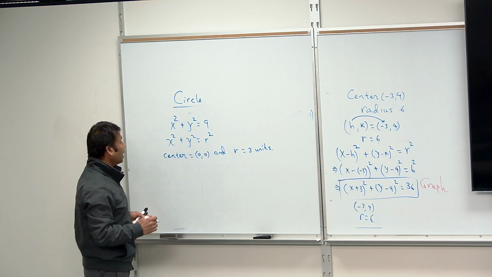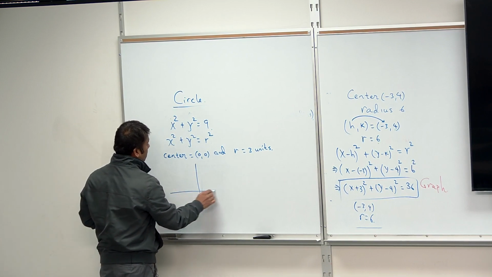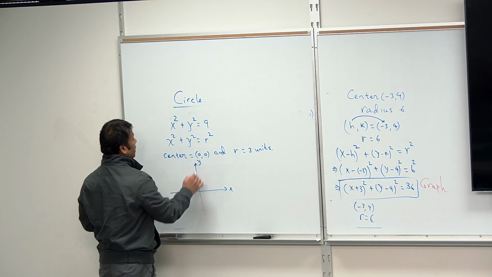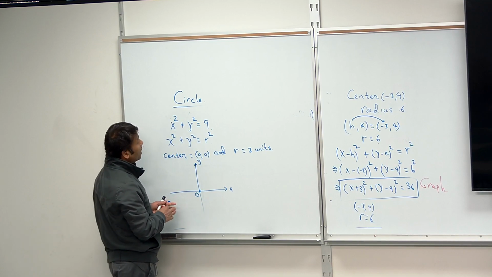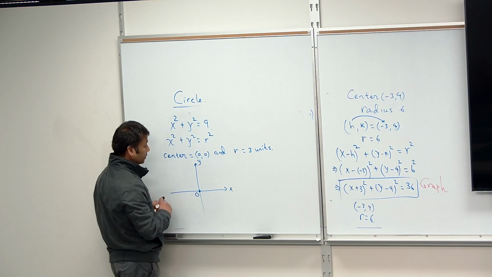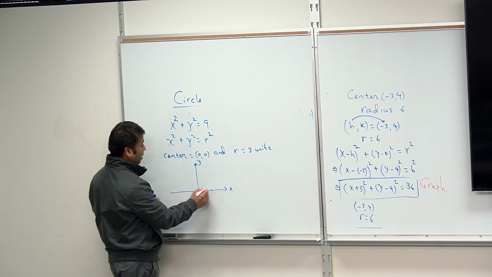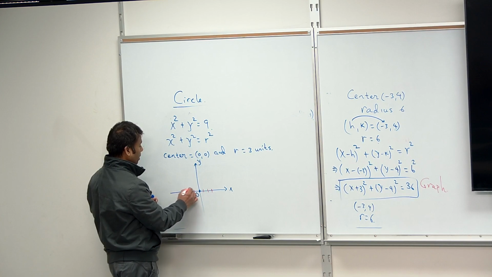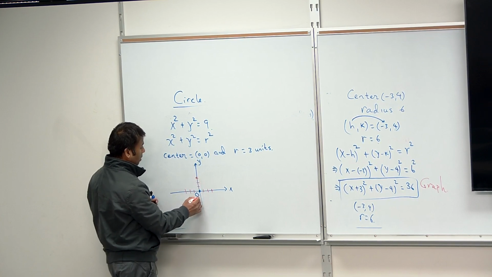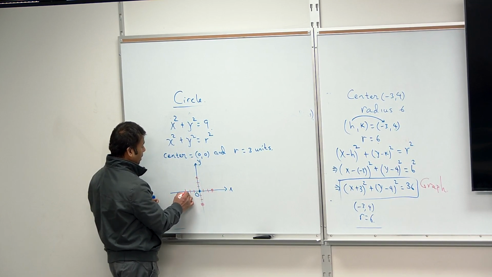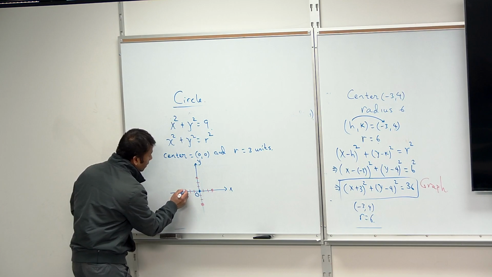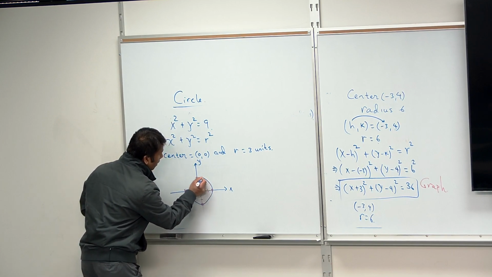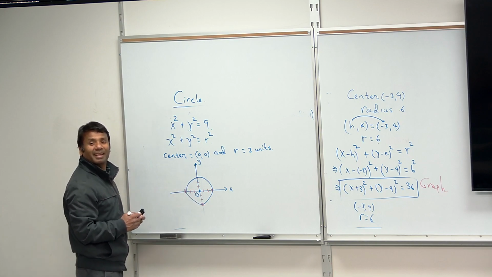Make sense? So now this is your x-axis, this is your y-axis, the center is at 0, 0, the origin, right? And then the radius is 3 units, guys. So 1 unit, 2 units, 3 units, negative 1, 2, 3 units. So this and this, these are the points on the circumference. And now your circle is something like that. You got the idea.